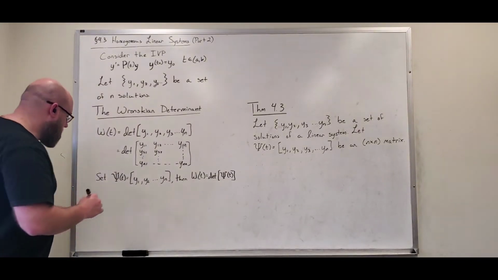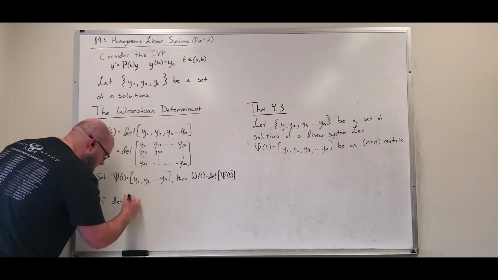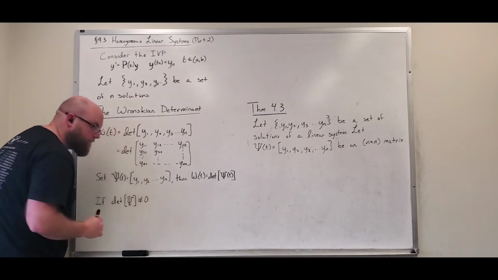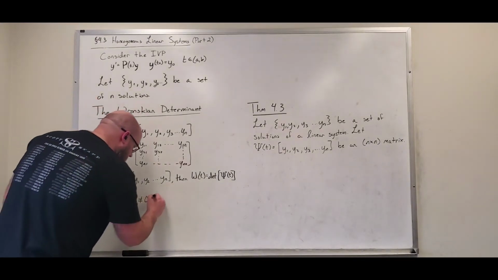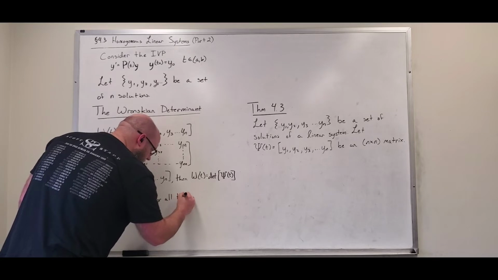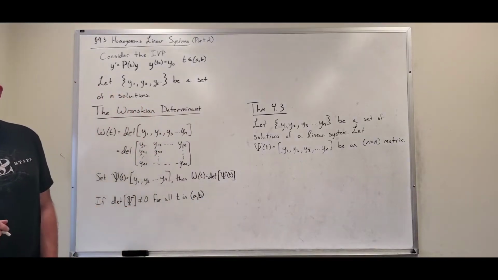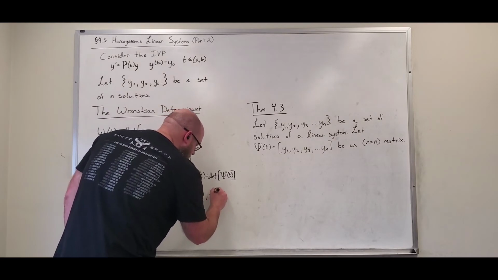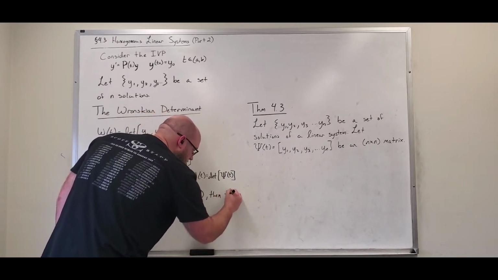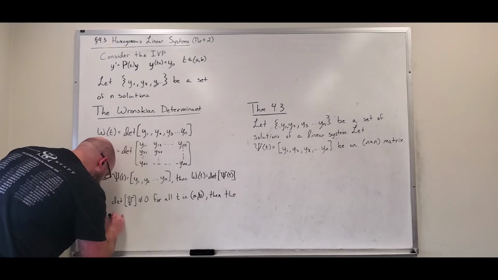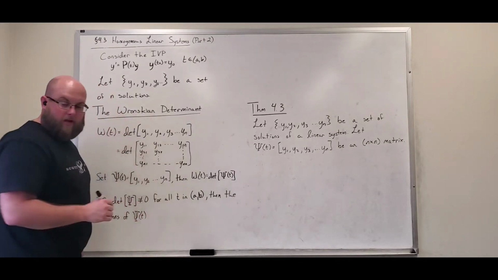So the big thing is, if the determinant of psi is not equal to 0, which again is saying that the Wronskian is not equal to 0 for all t in (a, b), then we can say that the columns of psi form a fundamental set.